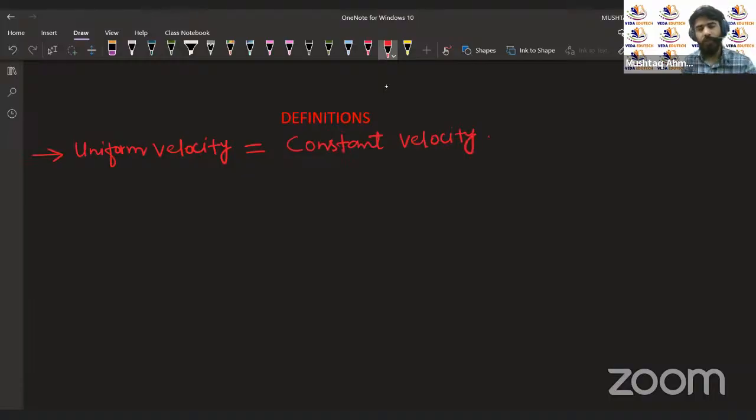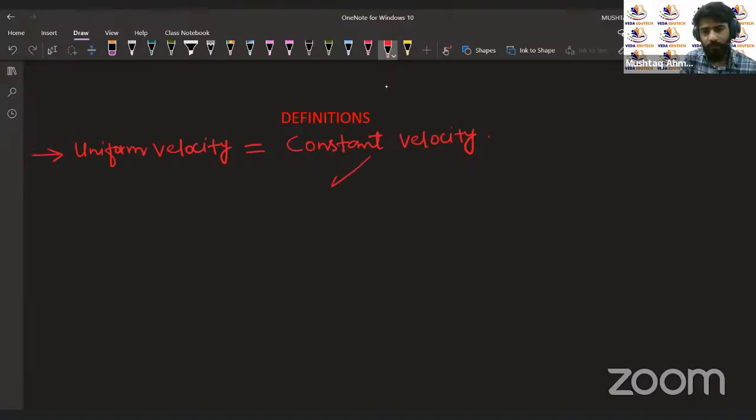So uniform velocity is nothing, it's just the constant velocity, right? By constant velocity, we mean that the direction as well as the magnitude of the motion of that particle is not changing. I mean to say that the speed of that particle is also not changing and the direction is constant. So both the magnitude as well as direction of this physical quantity is constant.